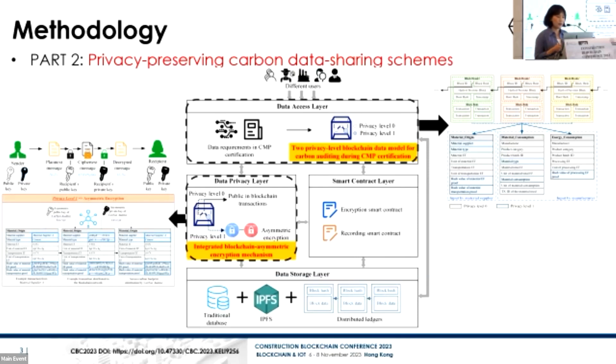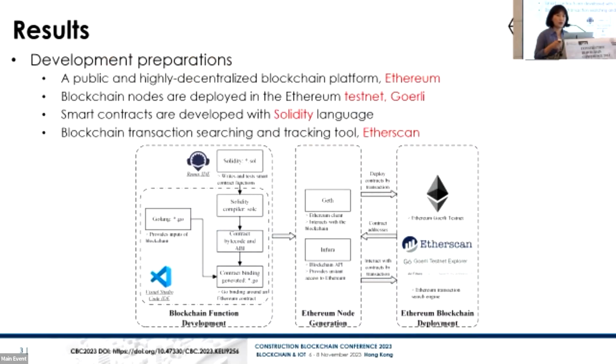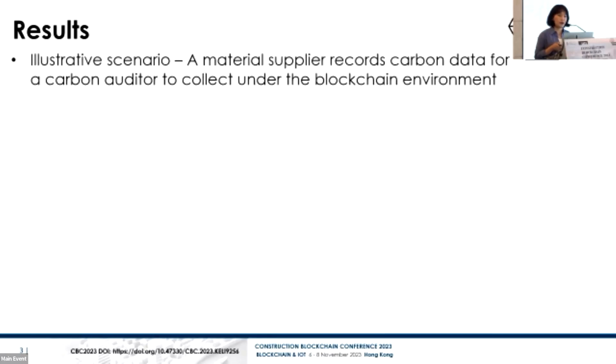Then, as a data privacy layer, we integrate asymmetric encryption to protect such private carbon data. And here I want to share some results and also our development process. We prepared some tools and software to develop such a prototype. We use Ethereum and the Ethereum testnet Goerli to do this development. And here I will use an illustrative scenario to show the final results.